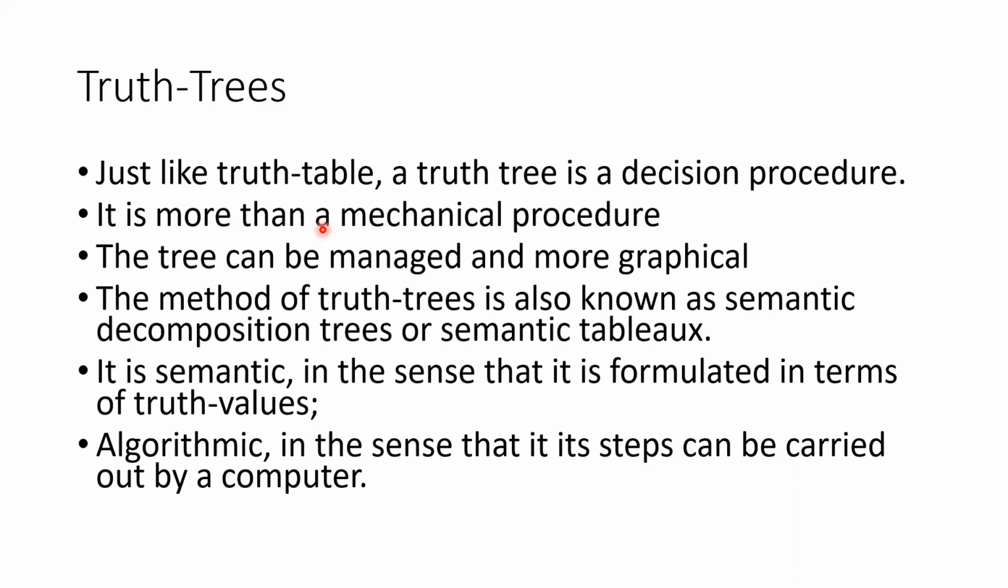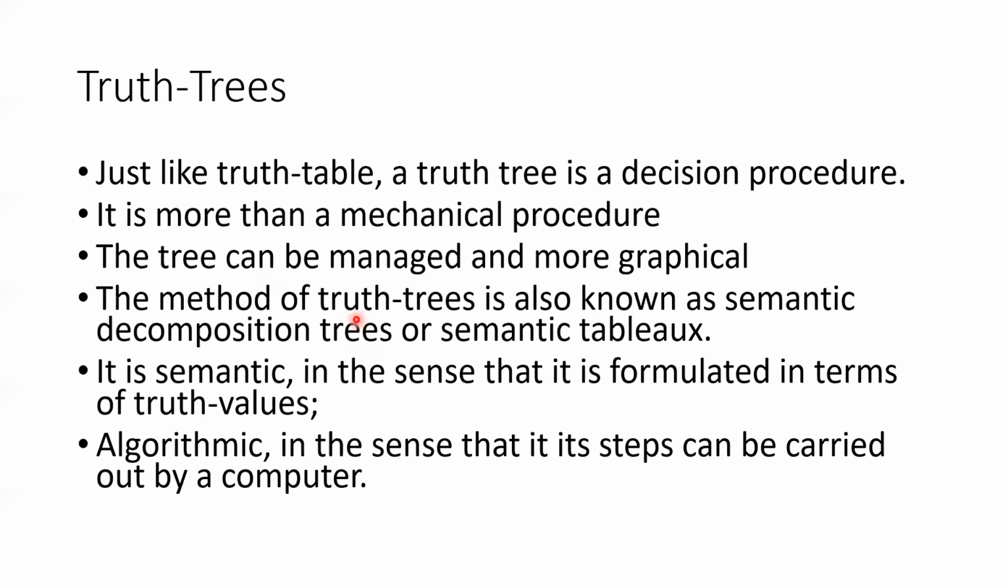And it is more than a mechanical procedure, as in the case of the truth table. The truth tree can be managed, and it is more graphical. That's what we mean by can be managed. Every tree, when planted, if unmanaged, can grow in so many directions. Assuming there was a heavy wind, the tree can tilt and grow in that direction. So if it's not managed, it can go bad. So we are saying that trees can be managed.